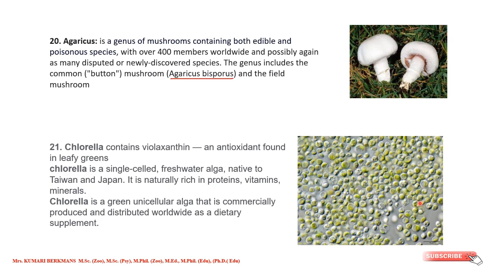Chlorella is edible, and it is a green unicellular algae. It is commercially produced and distributed worldwide as a dietary supplement, like spirulina. We have seen spirulina, no? Just as spirulina is a supplementary diet, Chlorella is also a supplementary diet, and it is a single cell. Spirulina is also single cell, with 60 to 72% of protein, right?